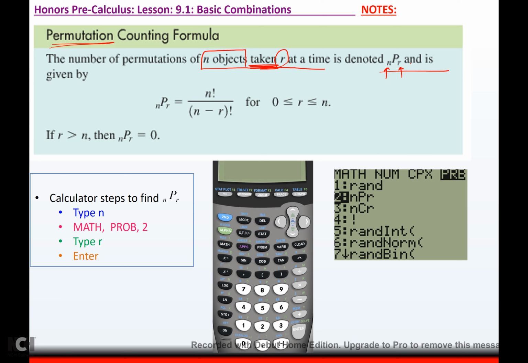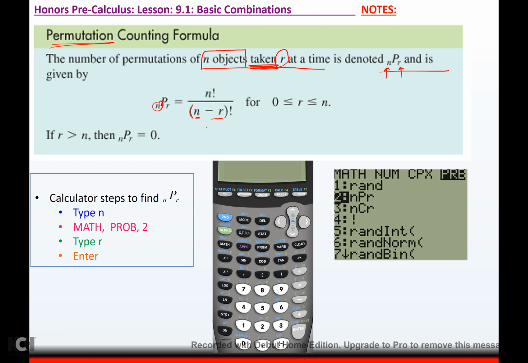And then the formula is however many objects you have, that's on top with a factorial. And then on bottom, you take the number of objects you have minus the number of objects you're trying to put in order, subtract those, and do a factorial on that number. And then divide, and you have your answer. Now, one thing that has to be very clear.